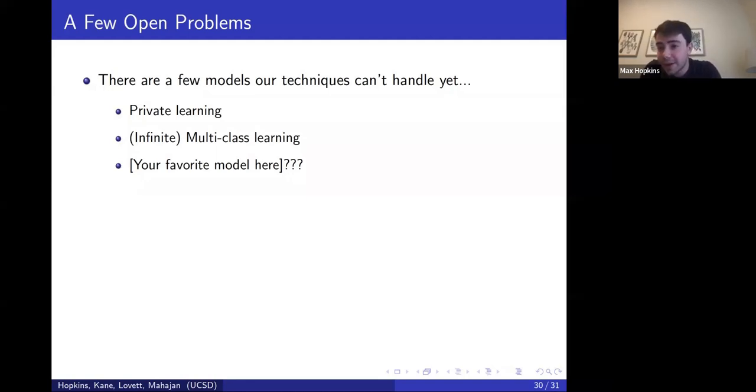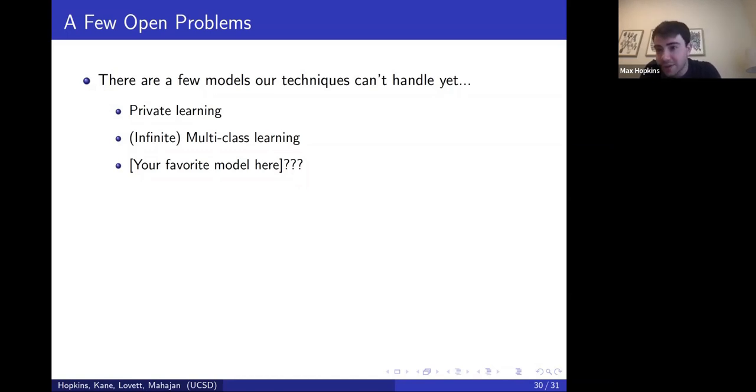We know that realizable and agnostic learning are equivalent in the private setting. You can use uniform convergence and various arguments to prove this. But it's open, for instance, whether this is true with distributional assumptions, because like all these other cases, you have to rely on uniform convergence and it won't generalize for this reason. So this is still an open problem.